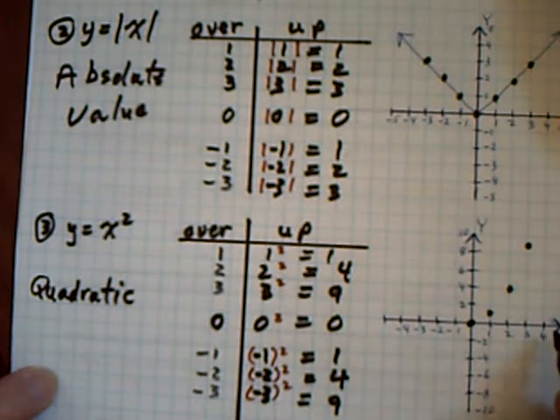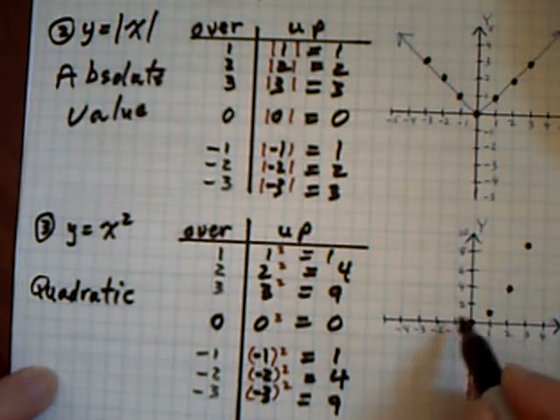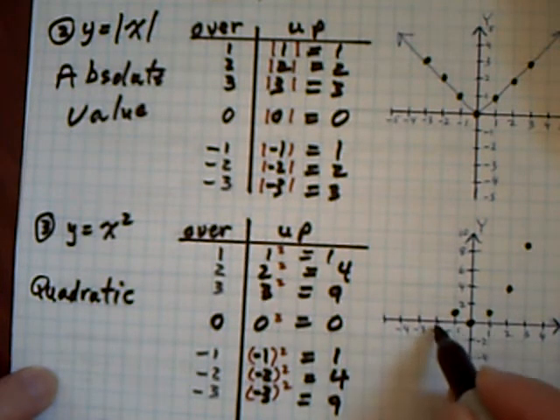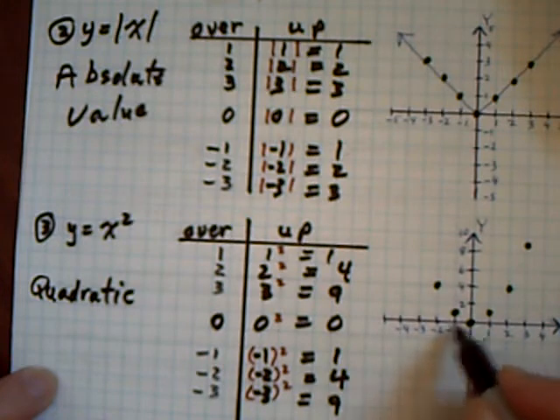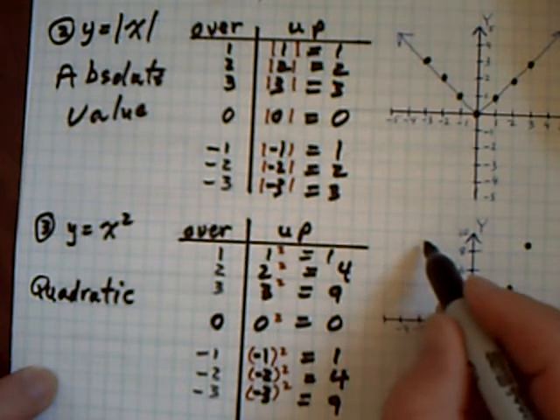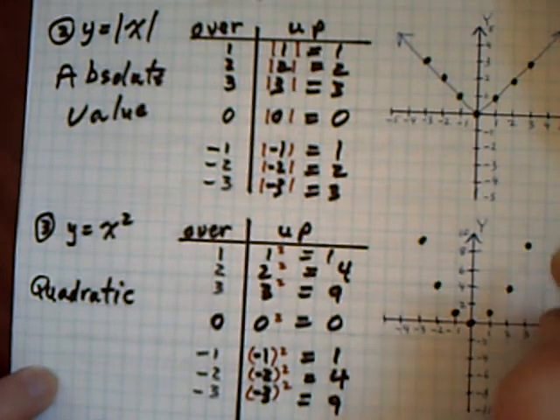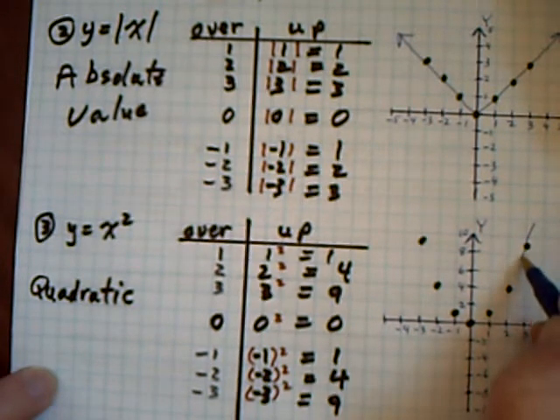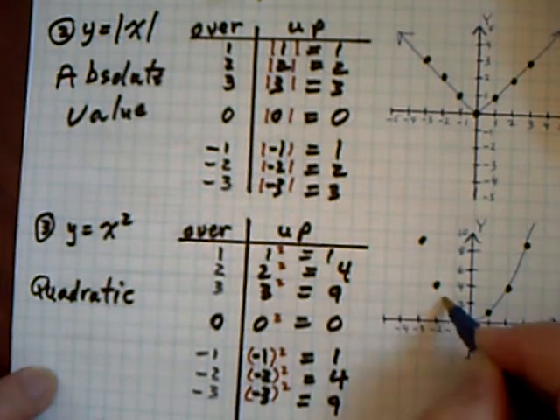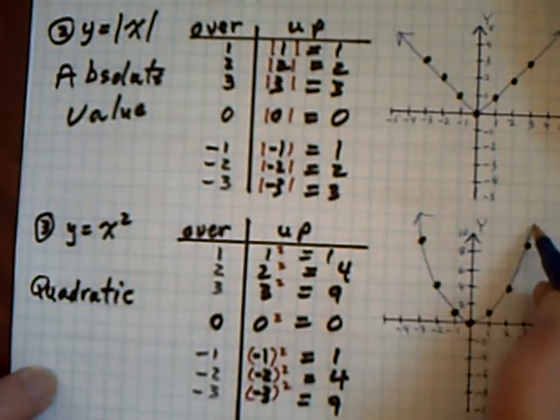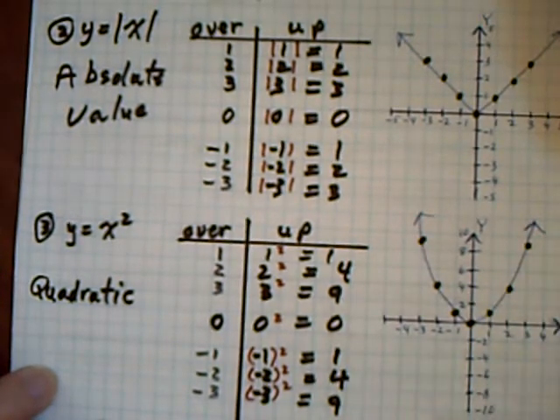If I go over 0, I go up 0. Left 1, I still go up 1. Left 2, I go up 4. Left 3, I go up 9. Left 4, of course, I go up 16. And when you graph this, you get what we call a parabola. You get a nice curve looking like that.